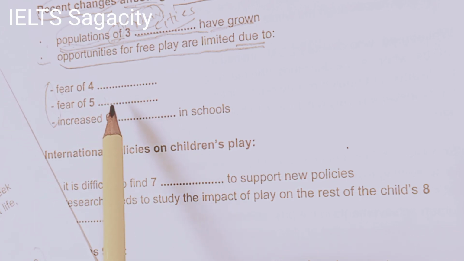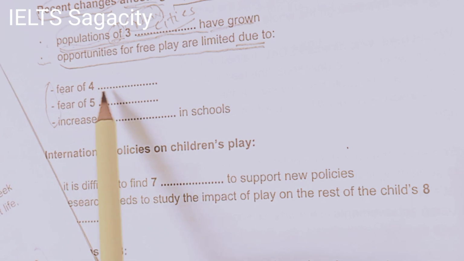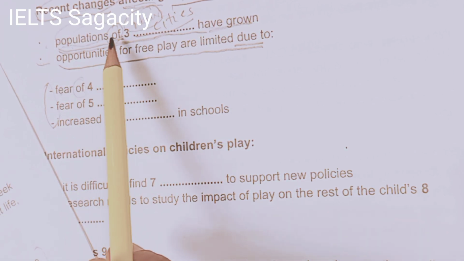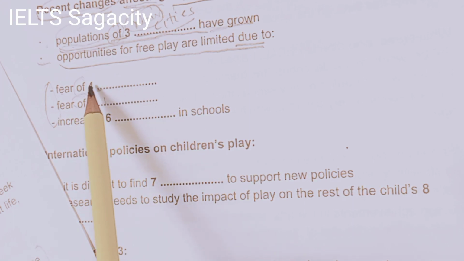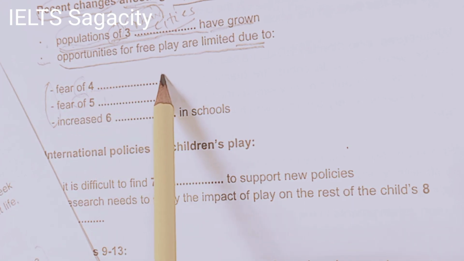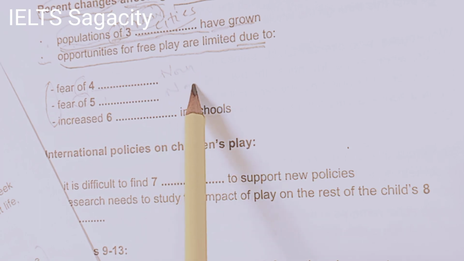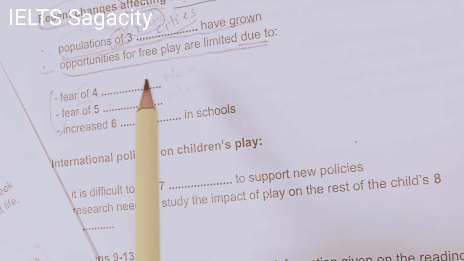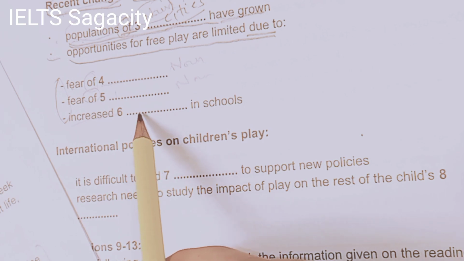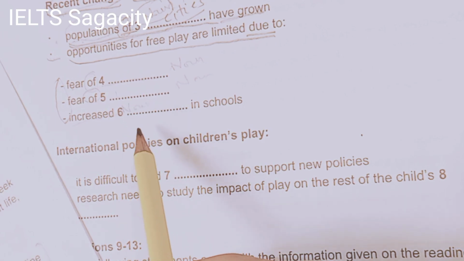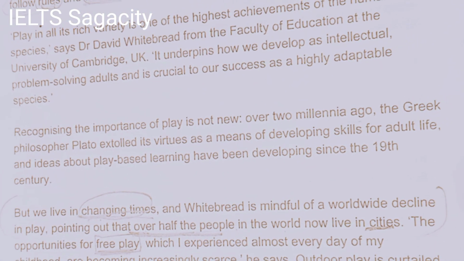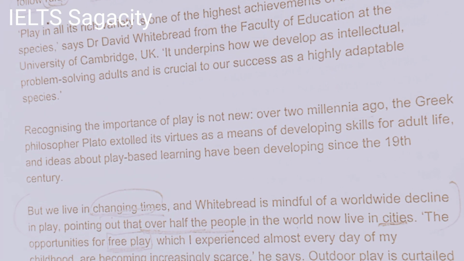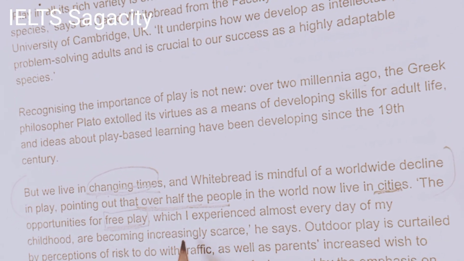Also if we consider the grammar, fear of dash, of, as we mentioned earlier, is a preposition, so it has to be followed by a noun. So we've got two nouns again. Increased is also an adjective, so another noun here. So all three answers are going to be nouns. That's the sense of grammar that we have to have. So what are those two fears?